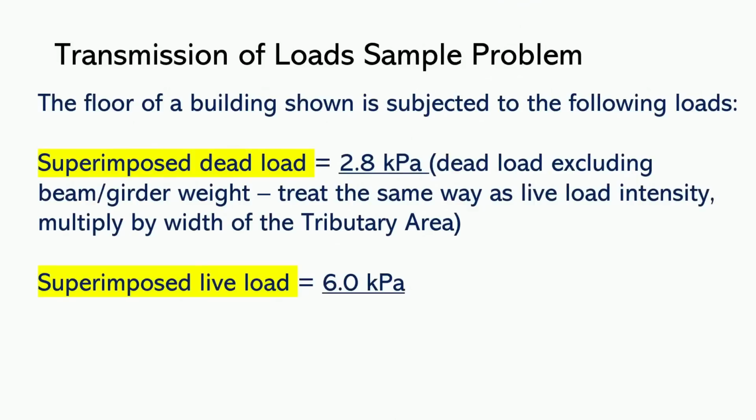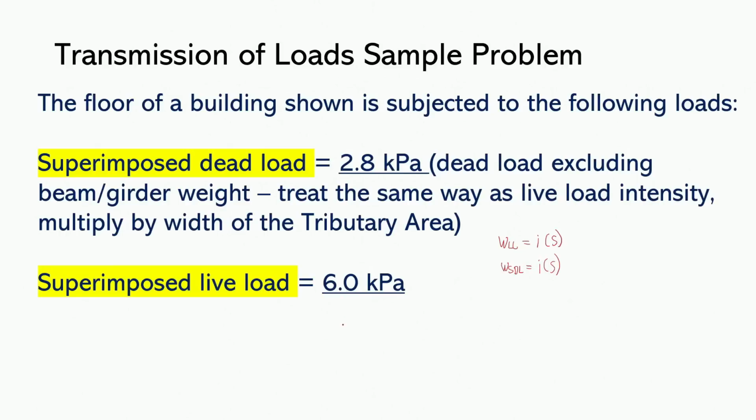And so now, let's try to solve this problem. The floor of a building shown is subjected to the following loads. The superimposed dead load is 2.8 kPa. Again, this is the dead load excluding beam or girder weight. Kasi yung superimposed dead load usually entails objects that are fixed with your beam. Now, we will treat this the same way as the live load intensity, in which we will multiply this load in kPa by the width of the tributary area. So recall that WLL was equal to I times S. And then if we solve this one, then we have W superimposed dead load is equal to I times S pa rin.